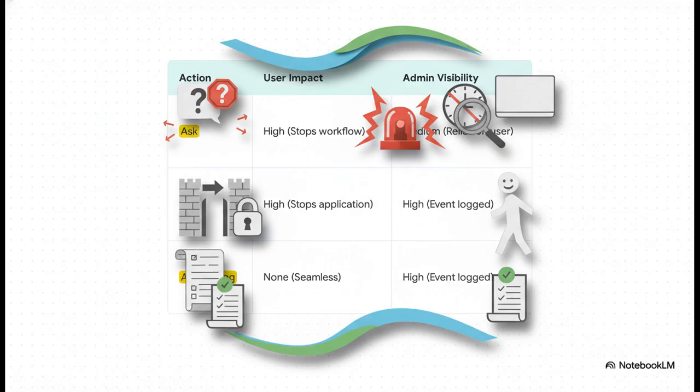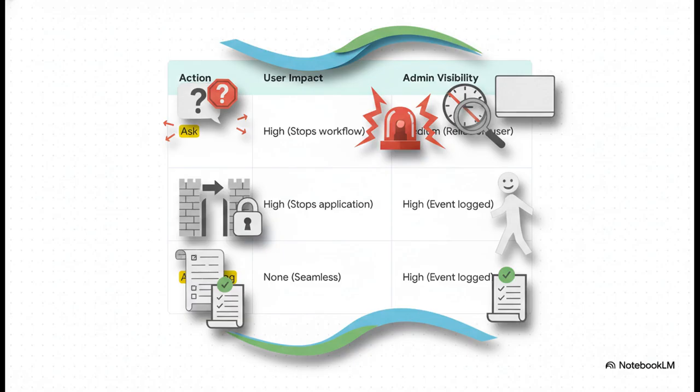Okay, and this is where the real strategy comes in, because each of these actions is a trade-off. Ask basically puts the decision in the user's hands, which can totally stop their workflow. Block is your most secure bet. It stops the app cold, but it logs the event for you. And then there's allow and log, which is kind of like a silent observer. It lets the app run without a hitch, but it still gives you a complete audit trail. It's always this balance, isn't it? Security versus productivity.